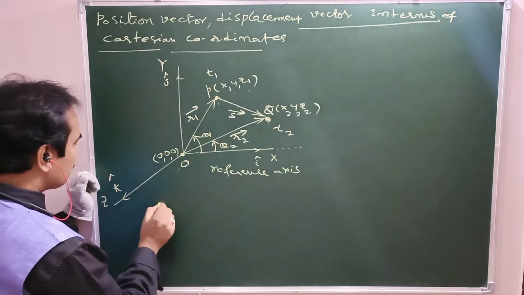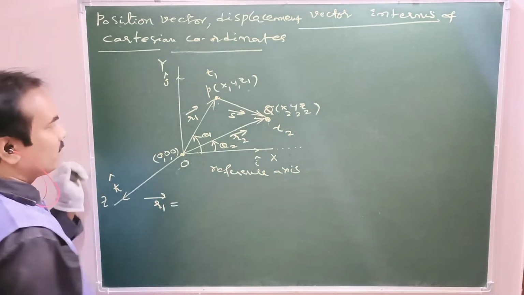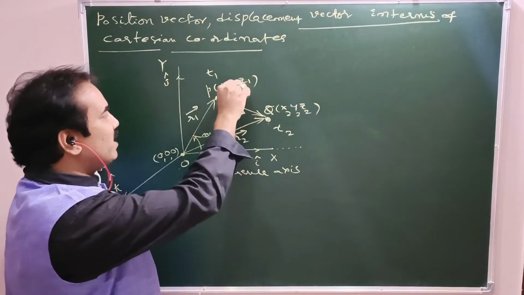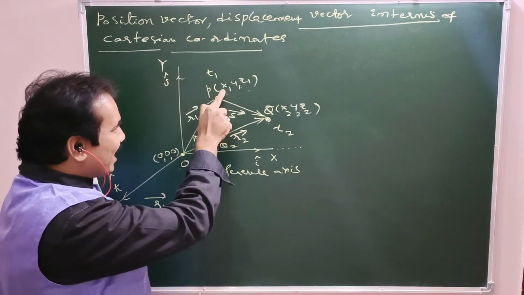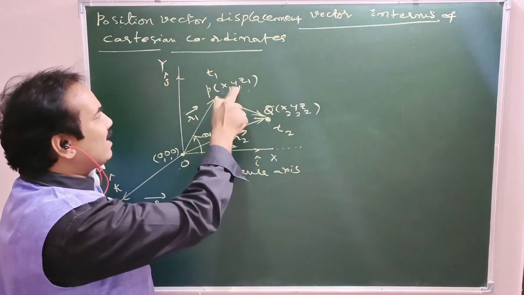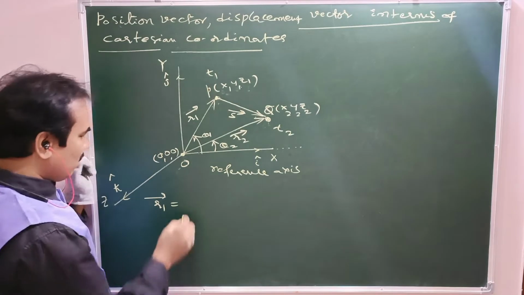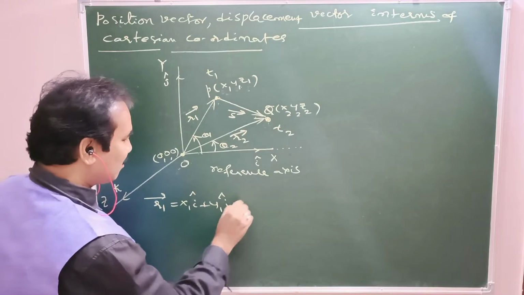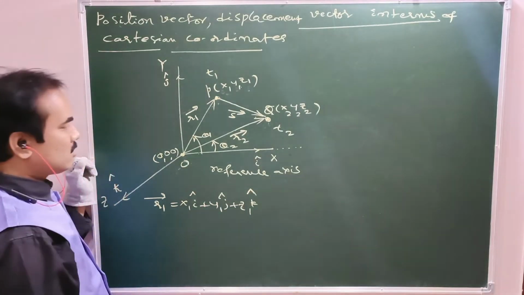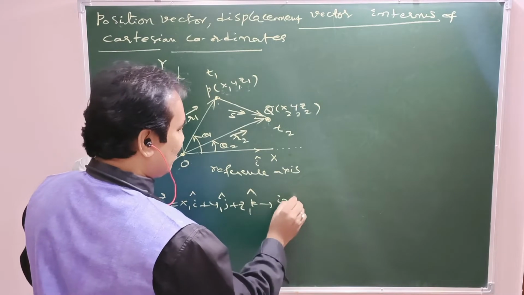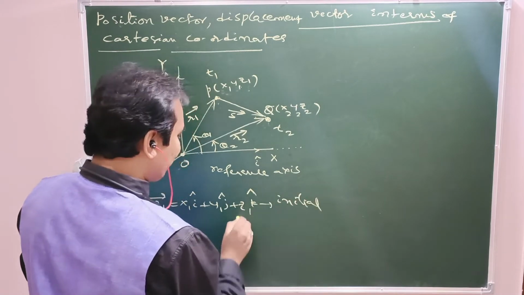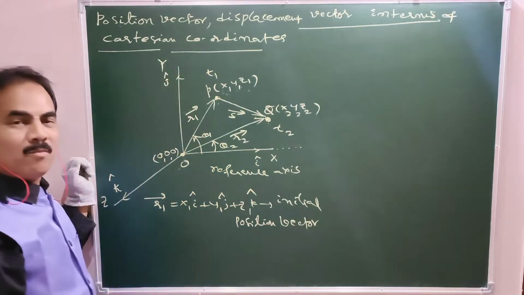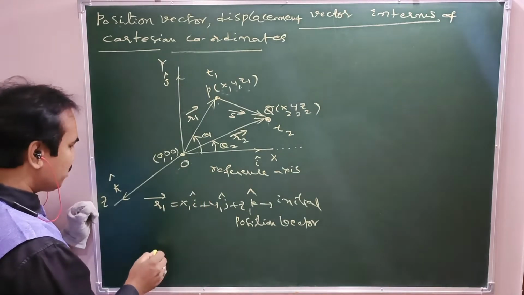How to write the initial position vector in terms of Cartesian coordinates? R1 equals x coordinate into i cap plus y coordinate into j cap plus z coordinate into k cap. So R1 equals x1 i cap plus y1 j cap plus z1 k cap. This is the initial position vector.